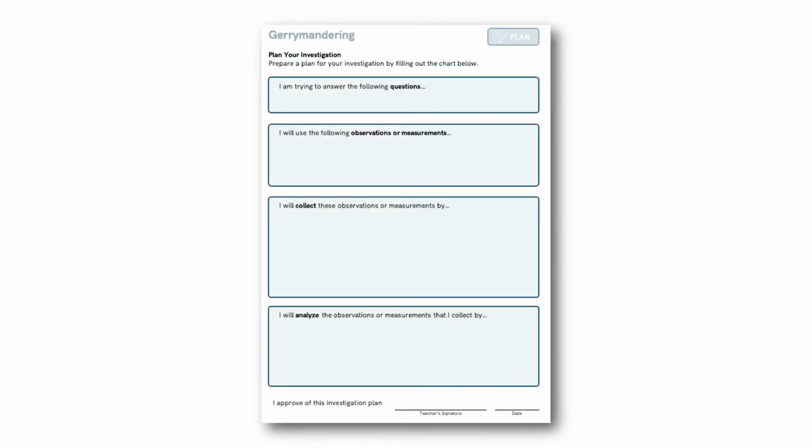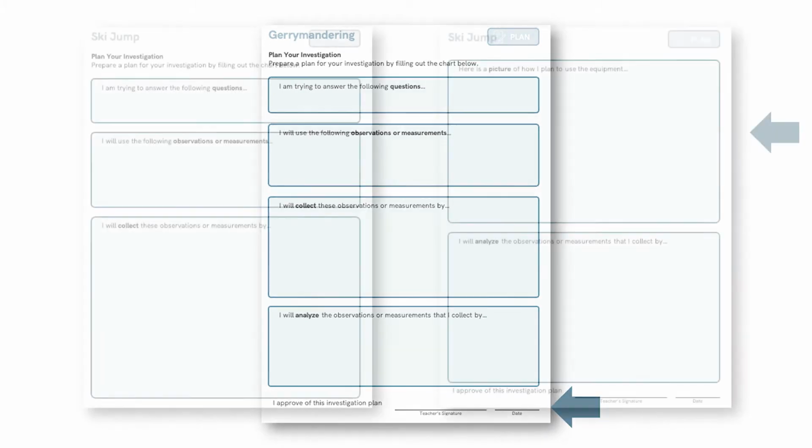They do this using a handout. There are many types of handouts that students might use as part of this stage, but the most general one looks something like this. Students will be asked to explain what their guiding question is, what observations or measurements will be most helpful, how they're going to get those observations and measurements, and then what they'll do when they have them. Once students have written out this plan, the goal is that they spend some time looking at other students' plans and giving feedback before getting final approval from the teacher through a signature.